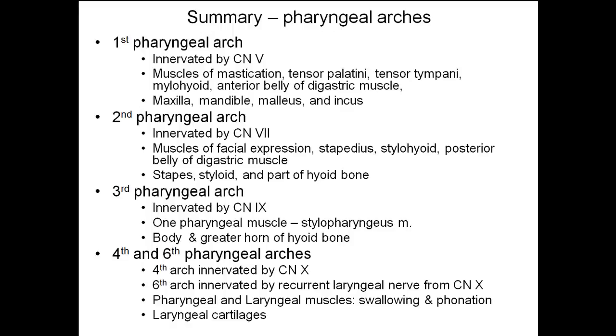those are going to be the muscles that control the opening and closing of our vocal cords. So the posterior cricoarytenoid, lateral cricoarytenoid, all of those guys in the larynx are innervated by the recurrent branch of cranial nerve 10, and hence came from the sixth pharyngeal arches.